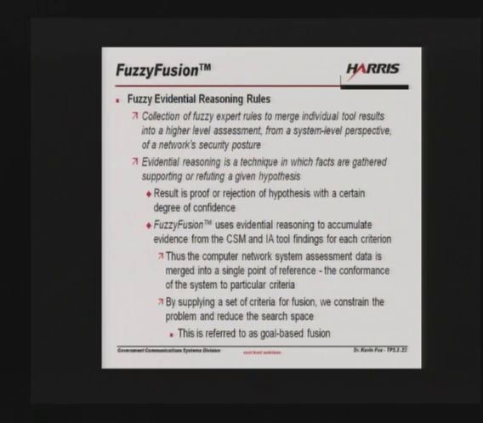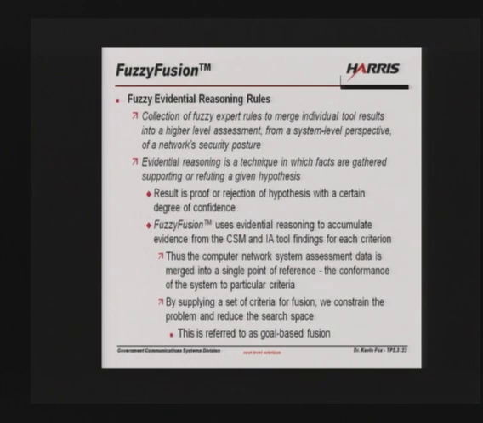So finally, we talked about evidential reasoning. Evidential reasoning takes the fuzzy expert rules and gives you that consolidated result so that you can know from a system level perspective what the security posture of a device is at level 1, of a network segment is at level 2. Okay? Facts can support or refute the hypothesis. Okay? You can reject it or accept it, and you have a degree of confidence in your answer. I'm 99% sure this system is compromisable.